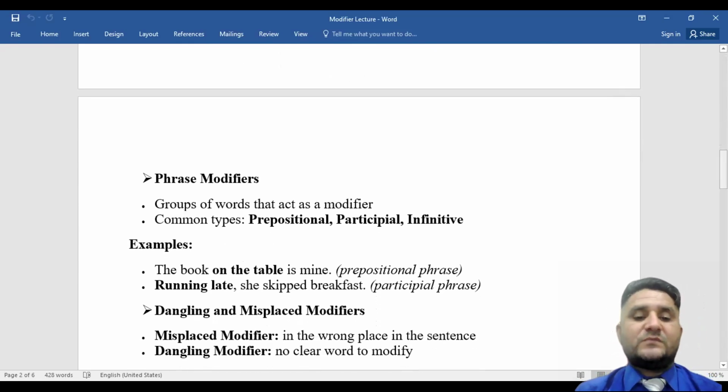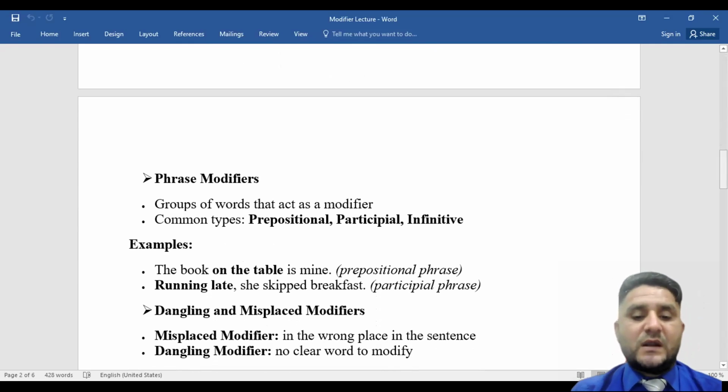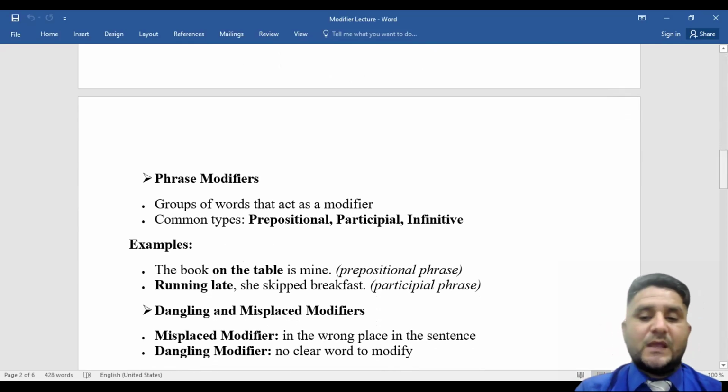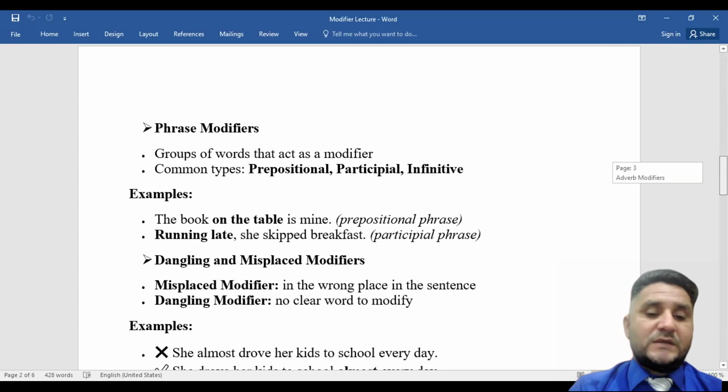That's the phrase modifier, a group of words that acts as a modifier. Common types are prepositional, participial, and infinitive. Examples: the book on the table is mine. That's a prepositional phrase. And running late, she skipped breakfast. That's a participial phrase.